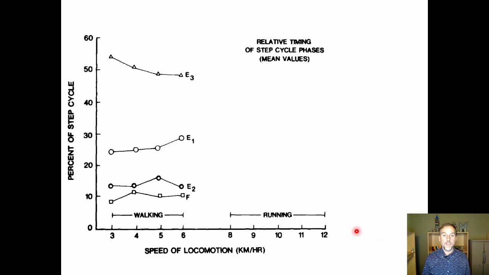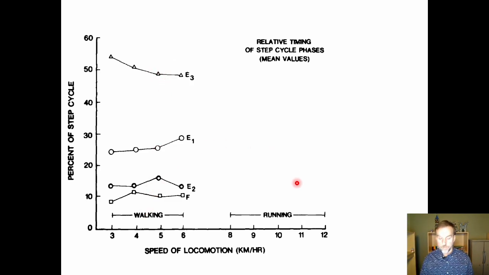So here's walking, and they had participants walk at slow speeds and faster speeds, and we can see, say, this first event, the E1 event, takes about, maybe we'll say like 28%. There's a little bit of change throughout, but not significantly so. The E3 event, we're looking at a little over 50%, on average. So this is the relative timing for walking.